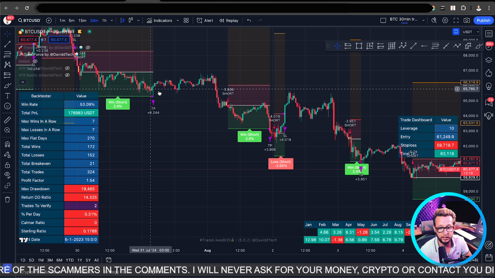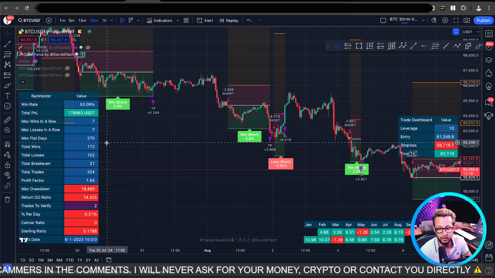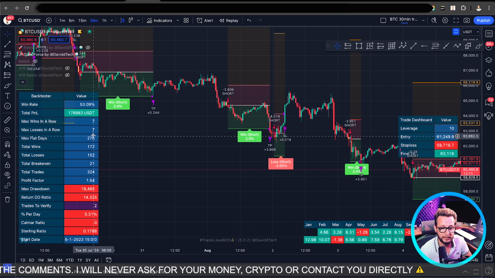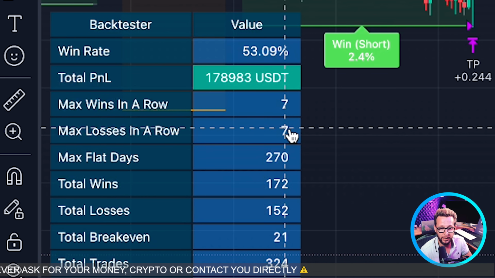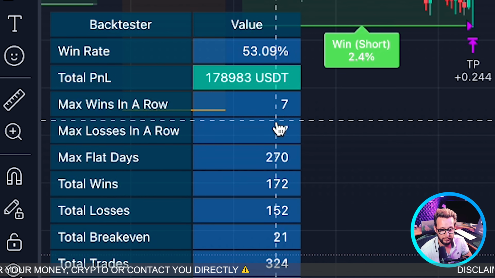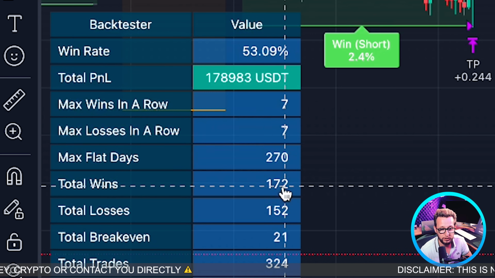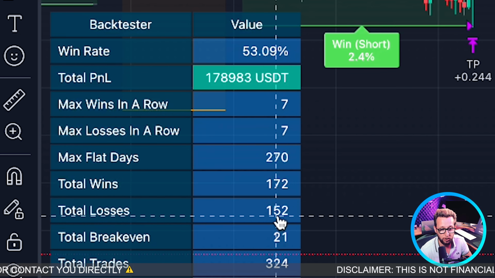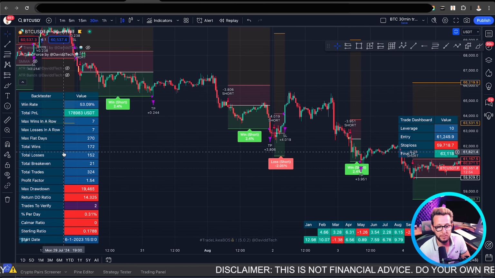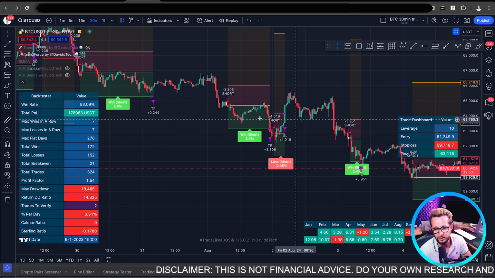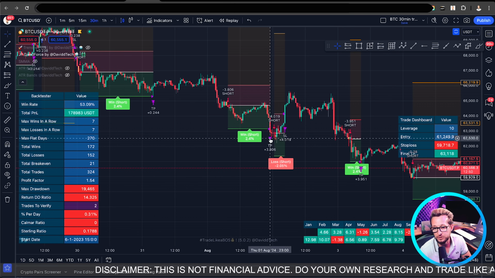As you can see, this trading strategy is in and out of the market all the time. On the most local data that TradingView gave us, we had a maximum of 7 wins in a row and maximum losses of 7 in a row, giving us a total wins of 172 and total losses of 157. Now that's going all the way back to 2023. Unfortunately, we can't go back any further with the graphical interface of TradingView. That's why we use the deep back tester.